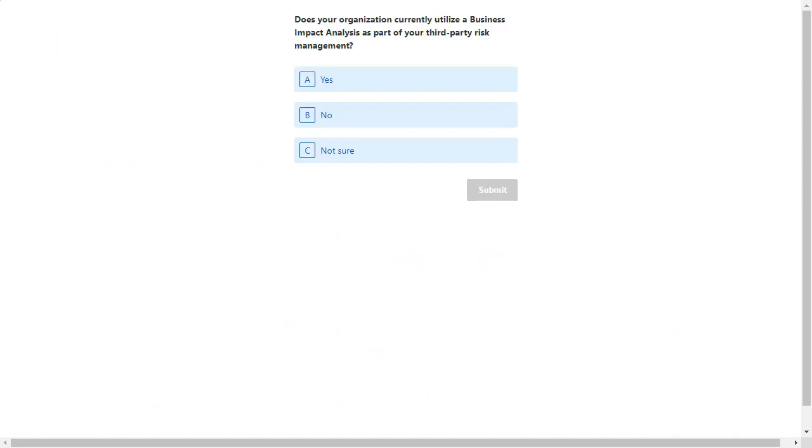Our second poll question of the day is, does your organization currently utilize a business impact analysis as part of your third-party risk management? Yes, no, or not sure? First, we have another question here that we can go ahead and answer.